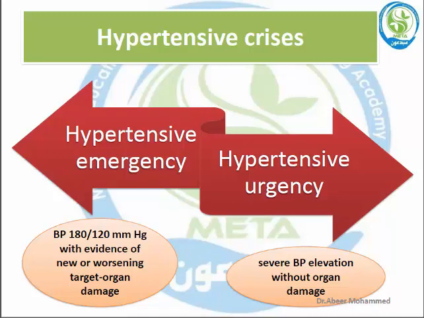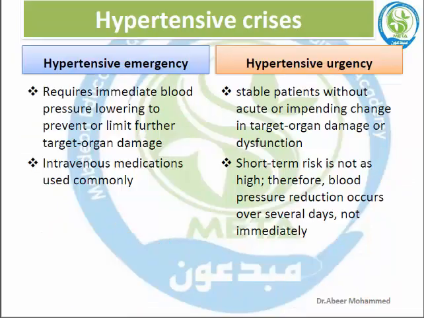Hypertensive urgency is when the patient comes with severely elevated blood pressure without signs of organ damage. In case of hypertensive emergency, it requires immediate blood pressure lowering to prevent more organ damage or to reverse the organ damage if it is reversible. In such a case, to immediately decrease blood pressure, we need to use IV medications.